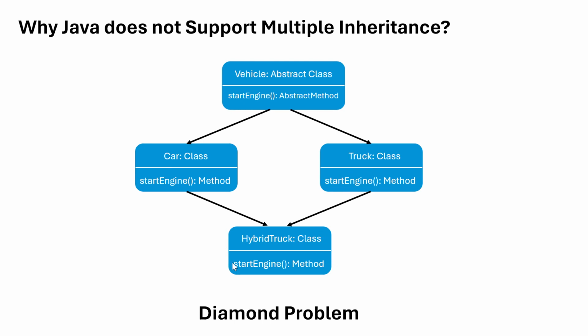So in this problem statement, the compiler will not be able to decide which method to call, whether it is from the car class or from the truck class. The compiler will be confused, and that's why this problem leads to the ambiguity problem. And here we can say Java doesn't support multiple inheritance with classes, right?